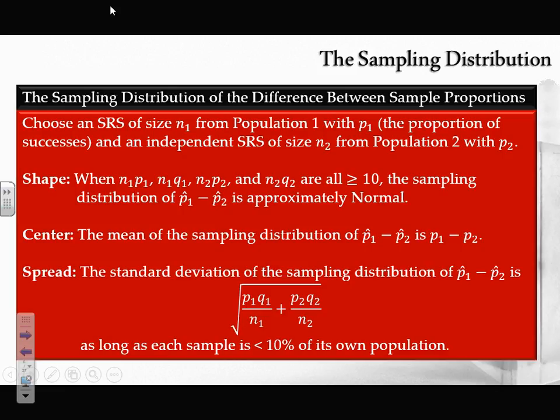Now, when you do the spread, in order to calculate the standard deviation using this formula, you need to check your 10% condition. And again, since we have two separate populations of interest, we need to check that the sample for population 1 is less than 10% of population 1, and we need to make sure that the sample for population 2 is less than 10% of the population. So everything about this is identical to what we've done before. The only difference is when we check our conditions, we have to account for both populations. Everything else should be the same.